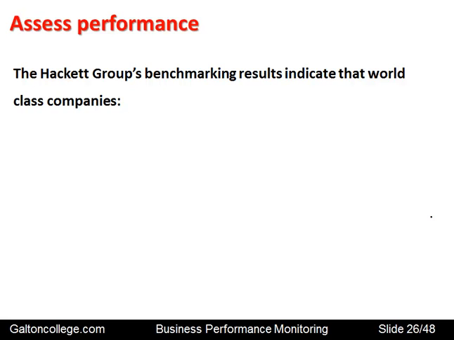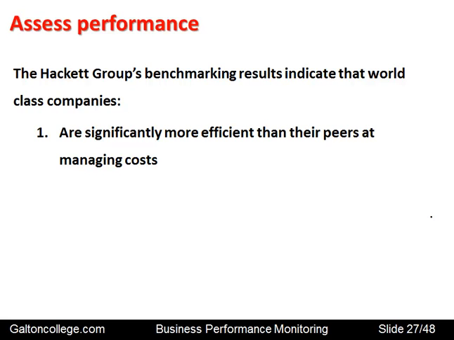Now, the Hackett Group's benchmarking results indicated that world-class companies, these are the really big, important companies. In today's world it would be Google, Microsoft, Amazon, mostly internet type companies spring to mind, but also in terms of production, some of the car companies and petrochemicals and chemicals and ethical pharmaceuticals. Many different businesses have world-class reputations. So the benchmarking would say these companies are significantly more efficient than their peers at managing costs.